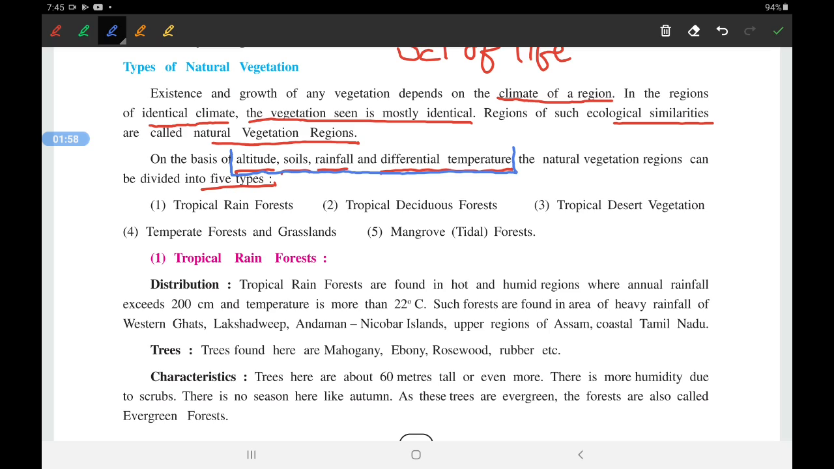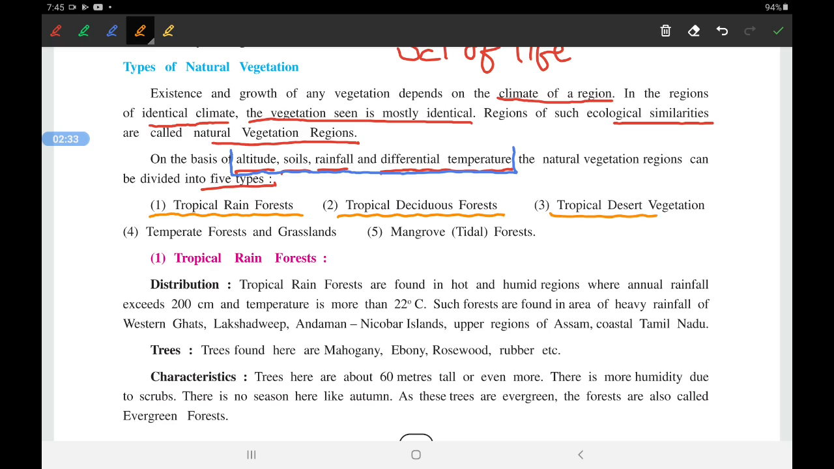Now, what are the 5 types? Let us understand them. First, tropical rainforest. We'll be studying all this in detail, but let me just tell you about them in short. Tropical rainforest, from the name itself, suggests that this is an area where there is a lot of rain. Second is tropical deciduous forest, those forests which shed their leaves. Deciduous means that the leaves will fall down at a certain time or period.